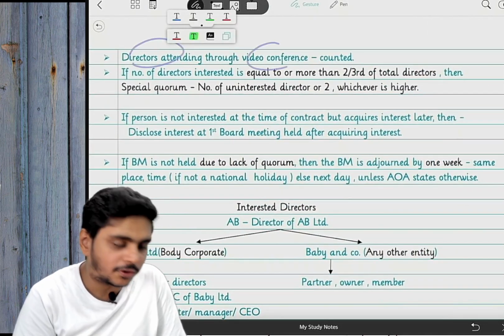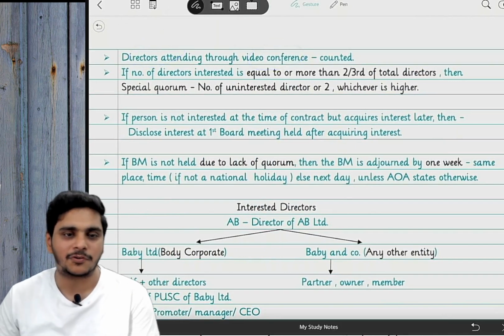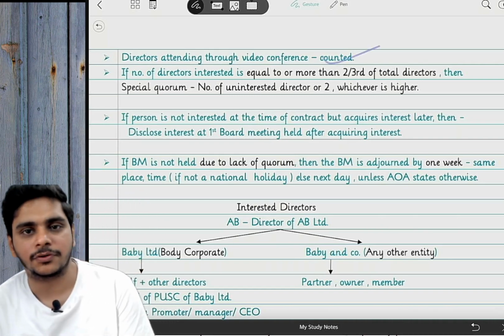Directors who are attending through video conferencing, people who have joined us through a Zoom meeting or a Google Meet, will also be counted for quorum. That's logical. They will also be counted for quorum.